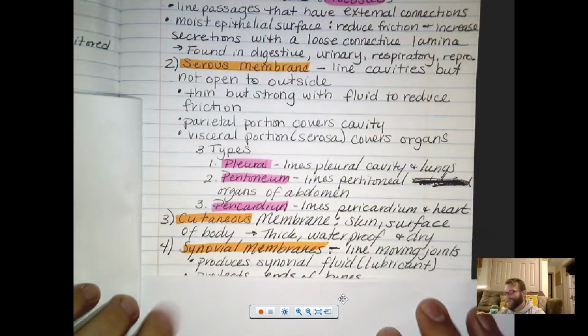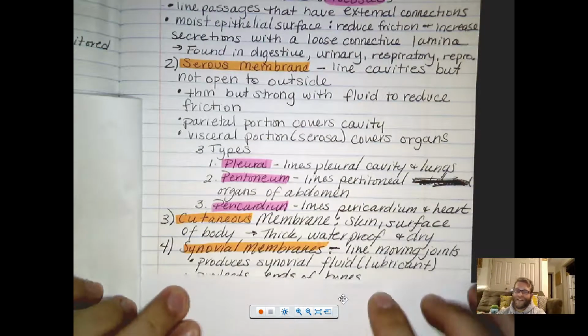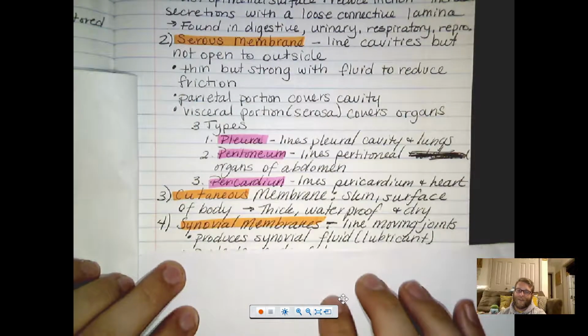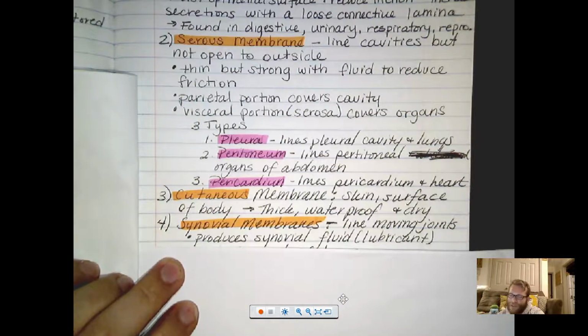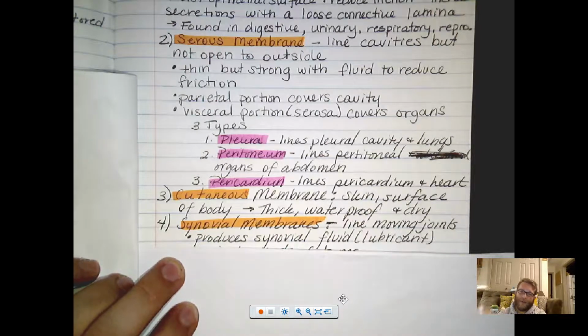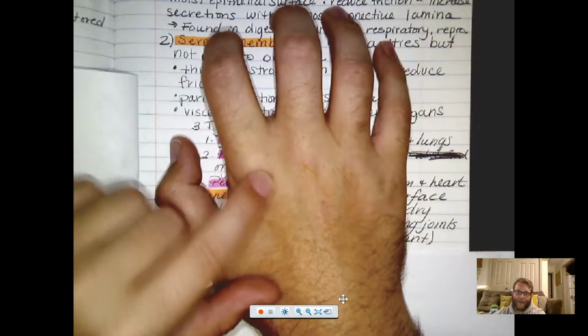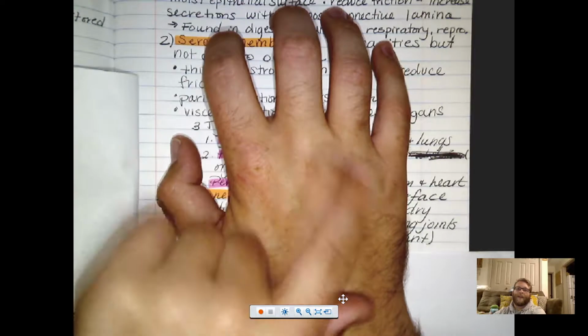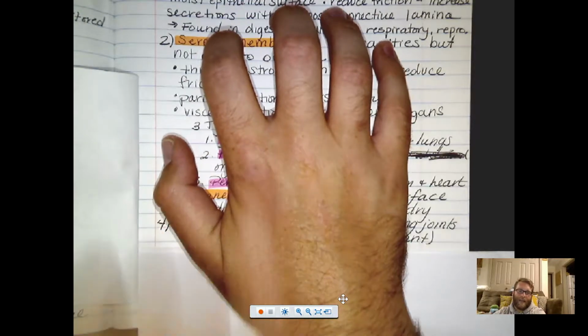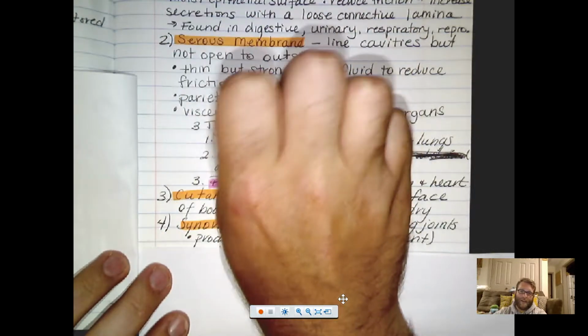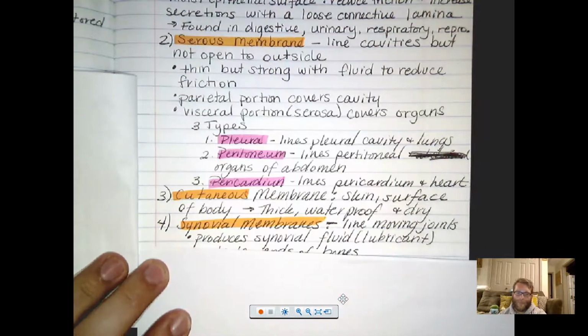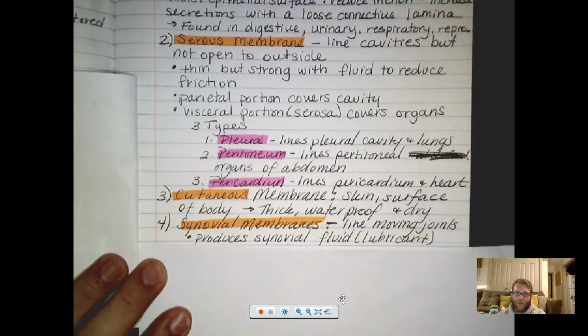Alright, and then our last type of membrane, okay, is called synovial membranes. And synovial membranes are actually really complicated structurally. That's why I gave you the diagram, but I want to talk about kind of their main function. All right, synovial membranes, these line moving joints. So anywhere you have a joint, like in your hand, for example, like here I've got my hand. So anywhere I have a joint, like here in my knuckle, that's actually a synovial joint, right? That means it's going to contain synovial fluid and a synovial membrane. Okay, so if I flex these, right, I'm moving a synovial joint. All right, so these line those moving joints.